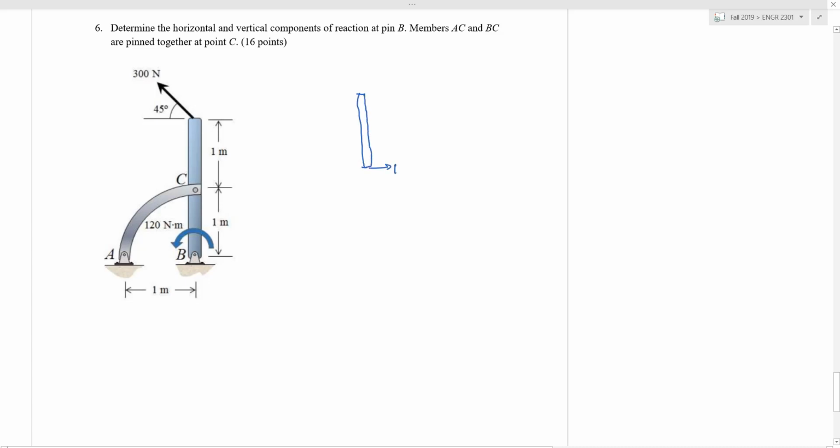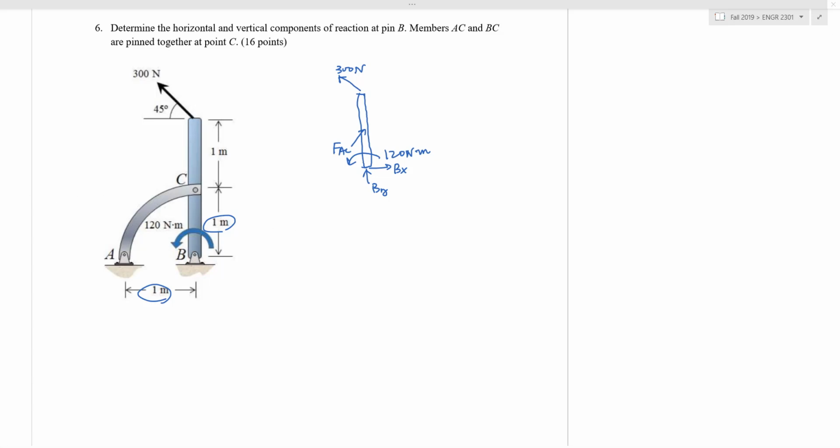Again, you will have your BX and BY, two components associated with the pin support. Again, you have your 120 Newton meter applied couple moment. You have your 300 Newton force. But now here, I'm just going to draw my force that is at a 45-degree angle, and that is my FAC. How do I know it's a 45-degree angle? Because I have 1 meter and 1 meter here. Okay, so this FAC is our third unknown. So one free body diagram for a 2D rigid body, we can write 3 equations and solve for 3 unknowns.